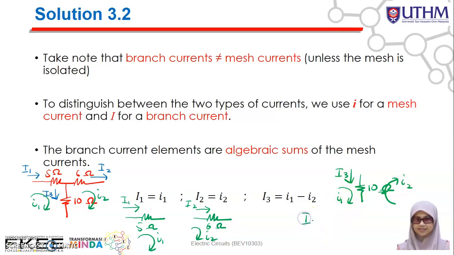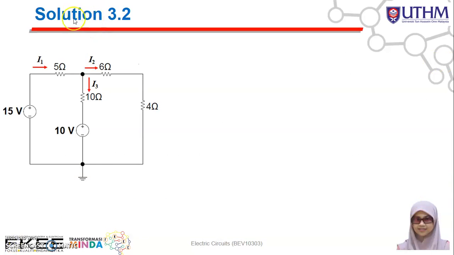So that's why I3 is equal to... you see, I3 flows from the top to the bottom. I1 also flows from the top to the bottom. So you can just take whatever current flows in the same direction. So I3 will be equal to I1. But because I2 flows in the different direction, here you have minus I2. Okay? Alright.